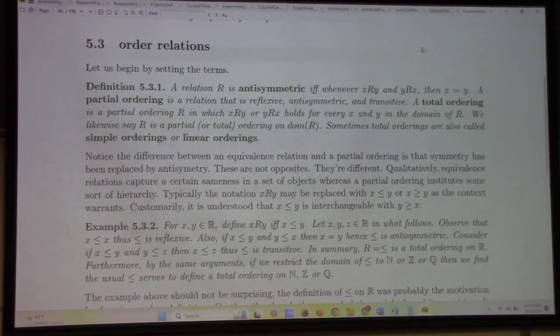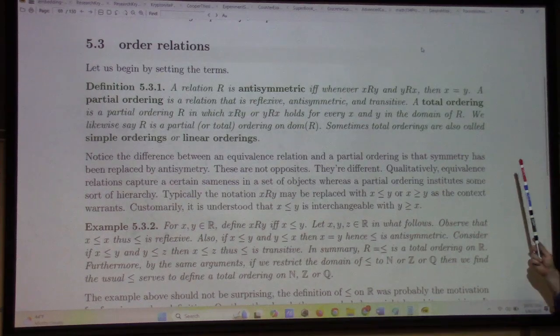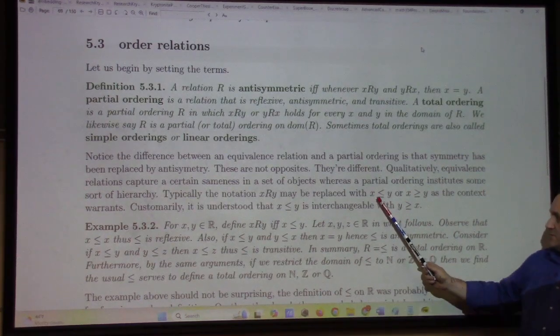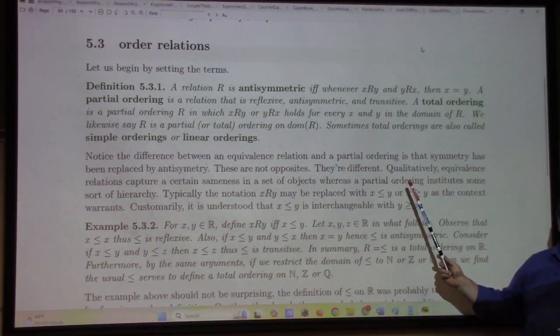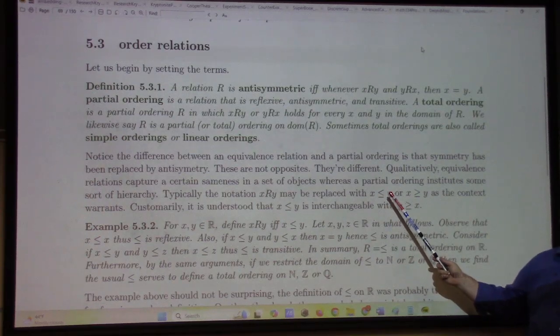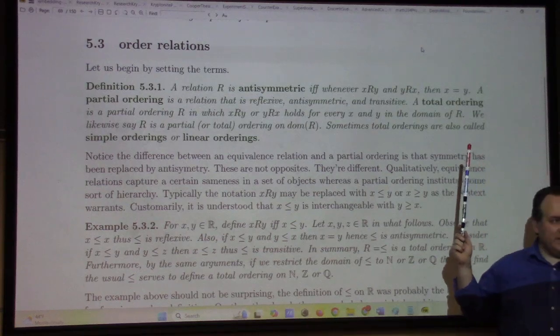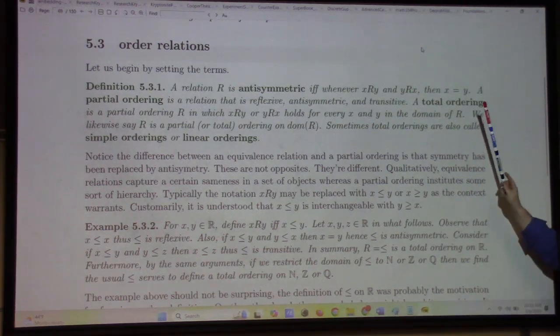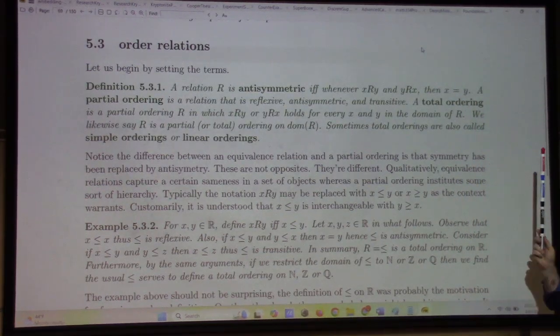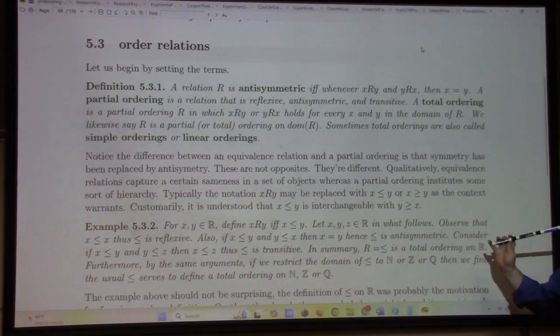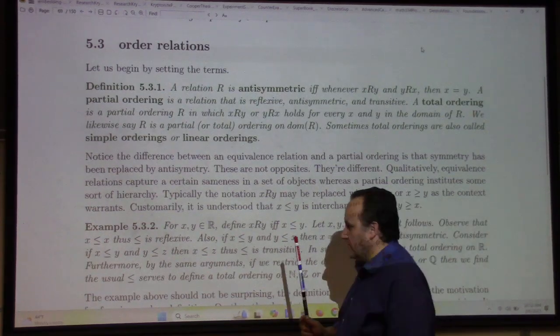So basically, a simple ordering or linear ordering is modeled over the idea of less than or equal to. All right? Think about this. If x is less than or equal to y, and y is less than or equal to x, that forces what? Forces x equal to y, right? So that's what a linear ordering is.